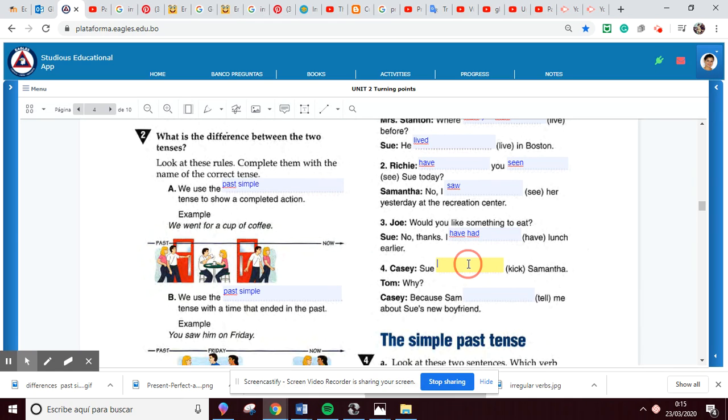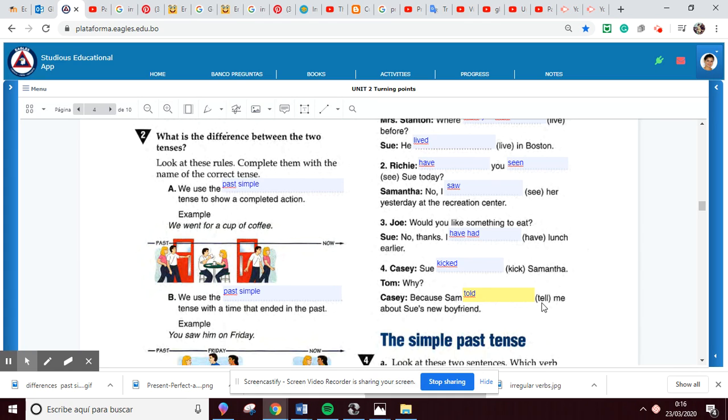How about number 4? Sue, Samantha. We don't have a time phrase, so we can use past simple. Kate. So Kate, Samantha. Why? Because send me about Sue's new boyfriend. So we don't have a time phrase that helps you identify the tense. So that means that we can use past simple tense. And the past tense of tell is told. Told, because it's an irregular verb.